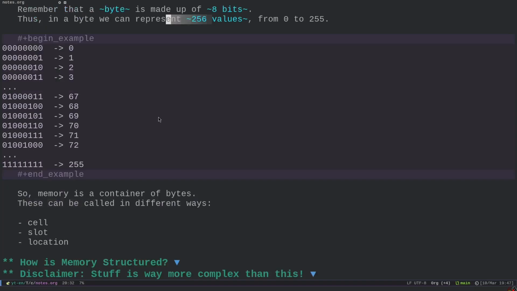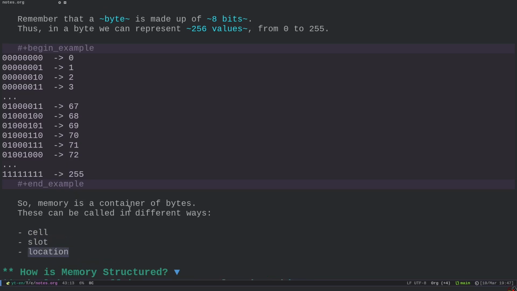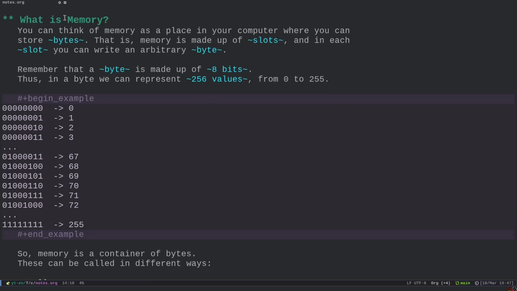So basically, a memory is a container of bytes. And this can be called in different ways. You can call it a sequence of cells, a sequence of slots, a sequence of locations. Basically, the intuition I want you to know at this point is that with memory, you have a bunch of these slots, a bunch of these places where you can write bytes, and each one of those is 1 byte. So 1 byte, 1 byte, 1 byte. And if you zoom into that single byte here, you get 8 different bits. So you get 8 0s and 1s. So basically, that's the first image I want you to imagine, just a sequence of slots.